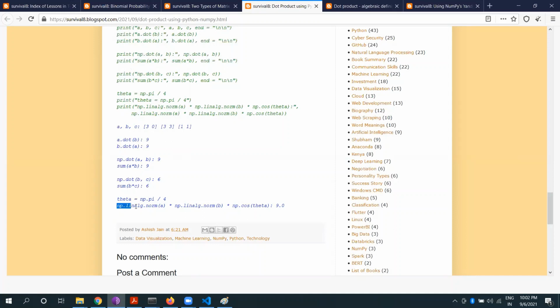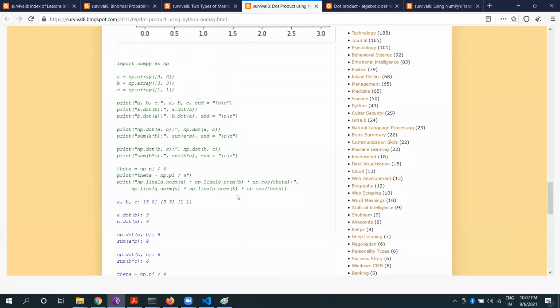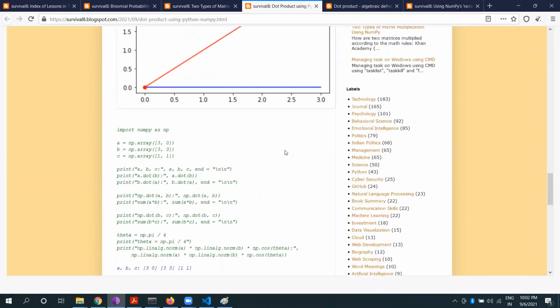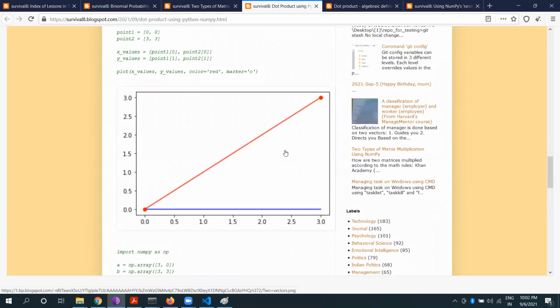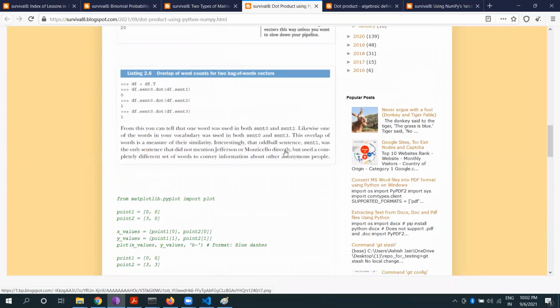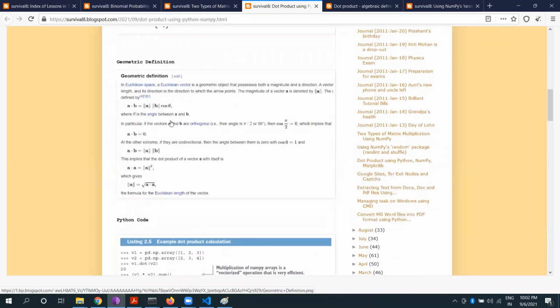Okay, go up. Scroll up. Up. Where's the formula? This, yes, this is geometry.